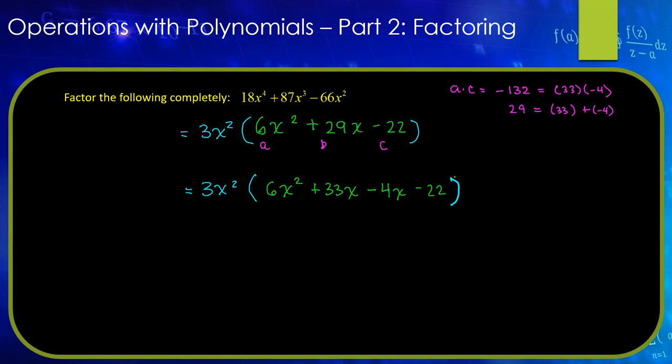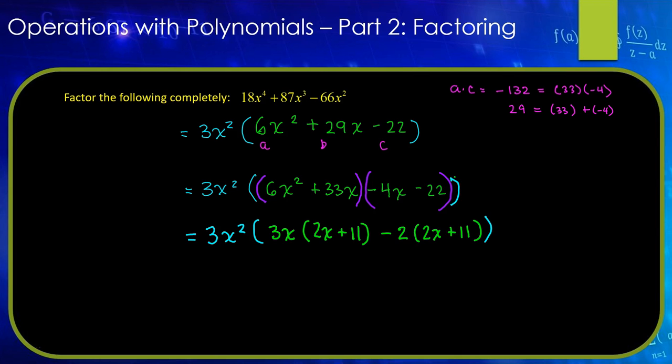Now I can split this and group these in groups of 2. Out of the first set of parentheses, I can factor out a 3x, and that leaves me a 2x plus 11. Out of the second group, I can factor out a negative 2, leaving me with another 2x plus 11 left over. That's a good sign. I want to see that as I'm doing this procedure, because that means I'm going to be able to factor out that 2x plus 11.